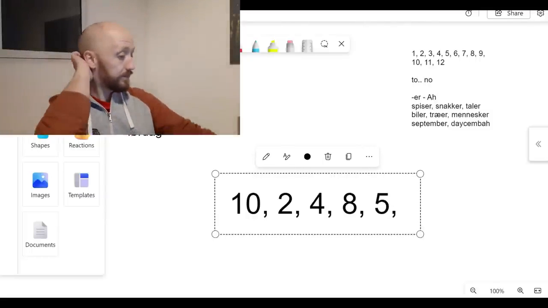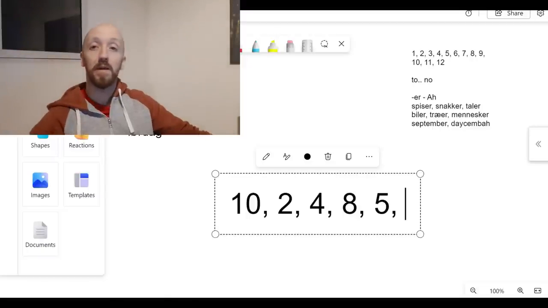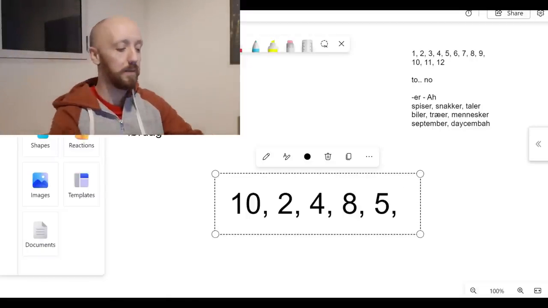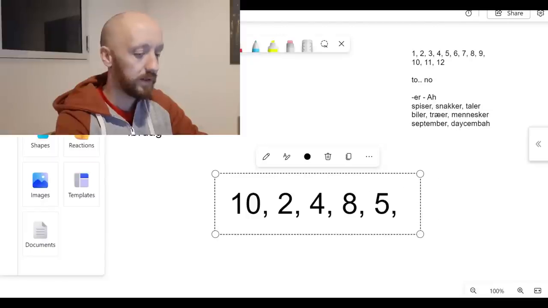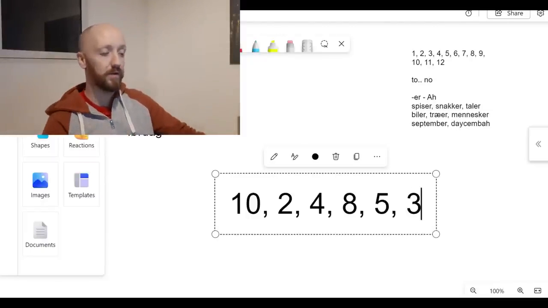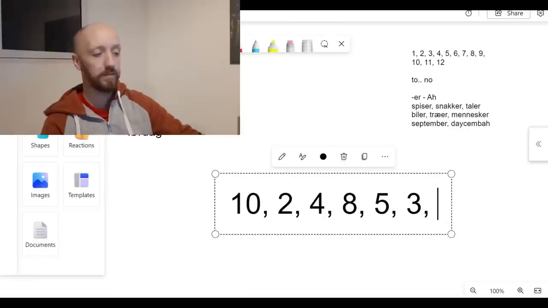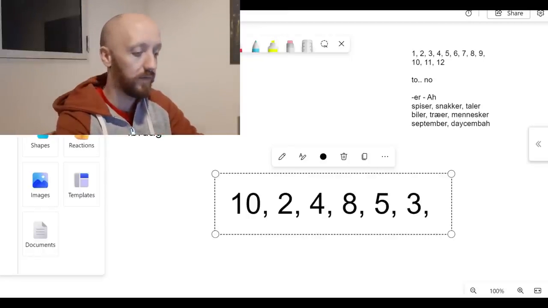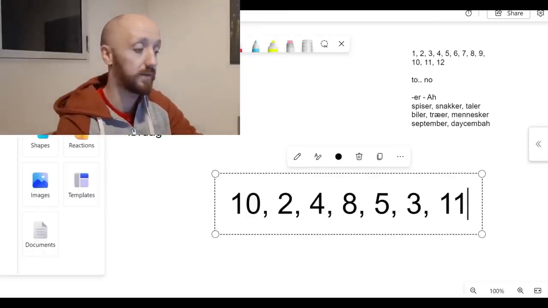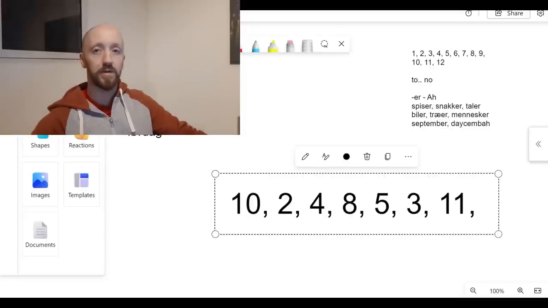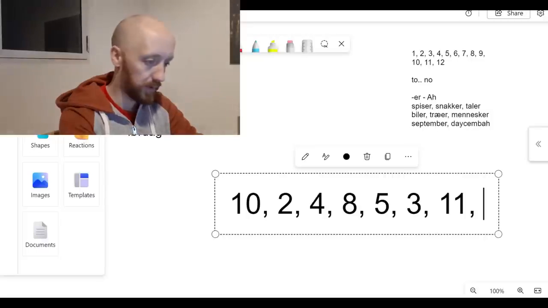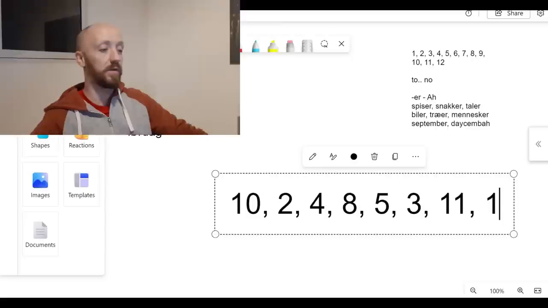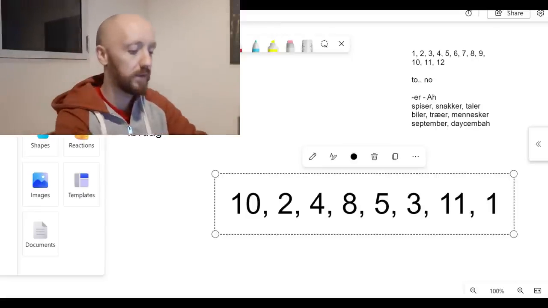The 5th. Maj. Maj. Hvad med den 3. The 3rd. How about the 3rd? Marts. Marts. Hvad med den 11. The 11th. 11. November. November. Den 1. The first month. Januar. Januar selvfølgelig.